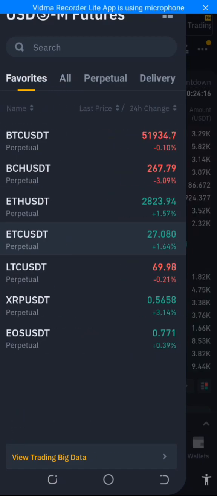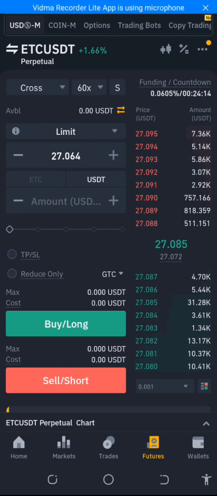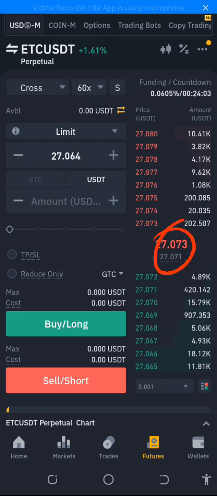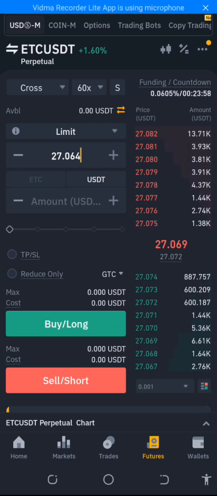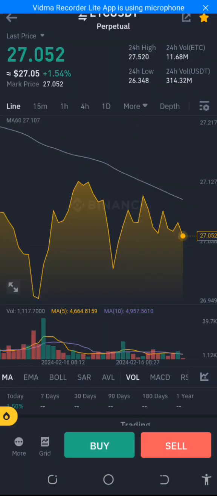Now I'm going to continue with this ETC USDT. The first thing I have to know is the price it is selling at now. If you look at this place, you can see that ETC USDT is selling at 27.03073 USDT. So take note, that's 27. If you click on this candlestick, you will see how the trade is going. This chart is going to show you how the trade has been going. Then you can make your prediction whether it will go long or short.